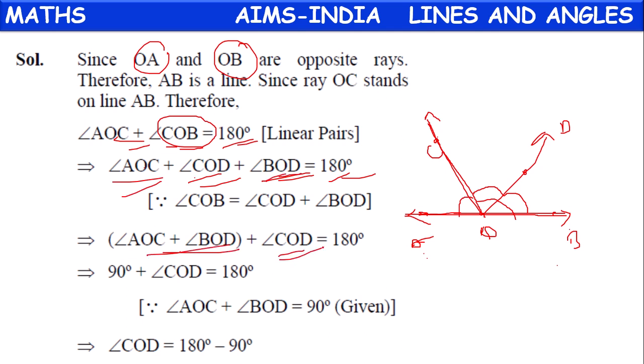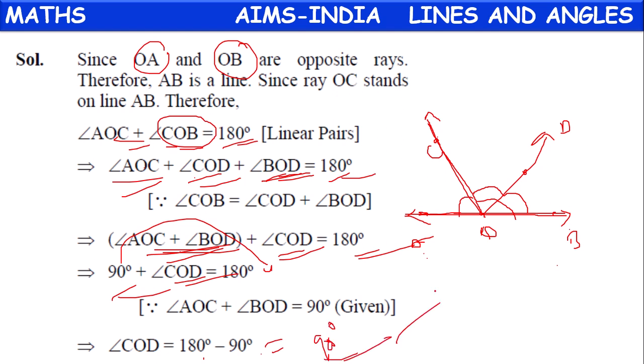COD we have to find. The value equals 180 minus this 90. So COD equals 180 minus 90, which is equal to 90 degrees.